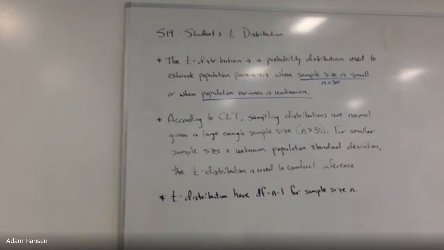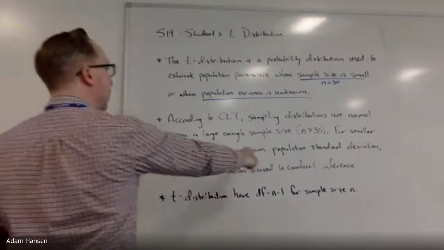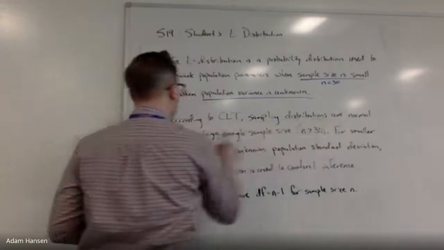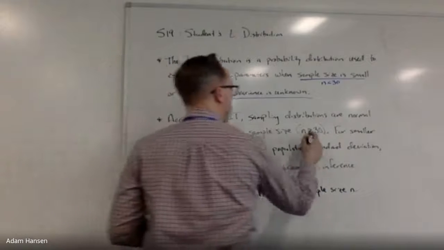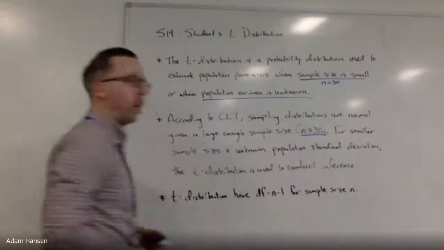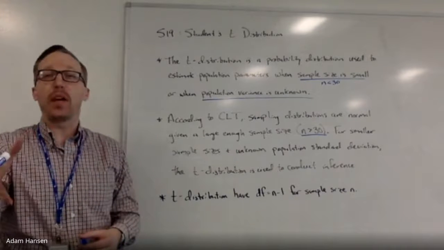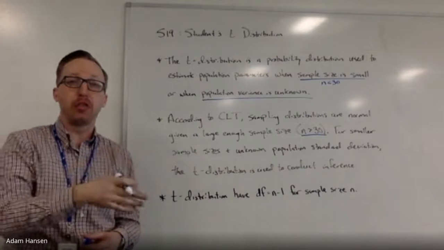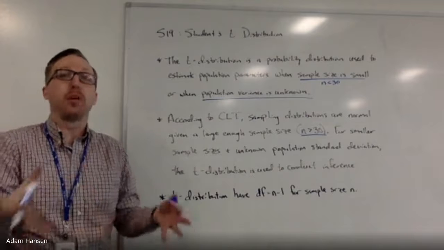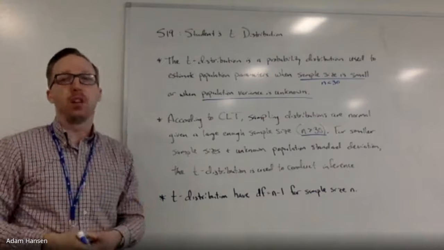Now, more information about those small sample sizes. According to the central limit theorem, or CLT, sampling distributions become normal given a large enough sample size. We're allowed to use the z-distribution if n is greater than 30 because the t-distribution and the z-distribution are pretty much the same thing given a large sample size.